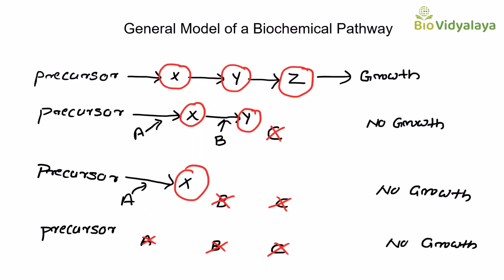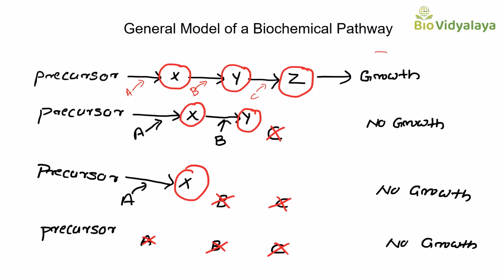Before going to explain that question, I just want to tell you the general model of a biochemical pathway. If you understand this concept, then you can easily solve that question. So here, in a biochemical pathway, first the precursor will convert to X, catalyzed by enzyme A. After that, X will convert to Y, catalyzed by enzyme B. And this compound Y will convert to Z, catalyzed by enzyme C.